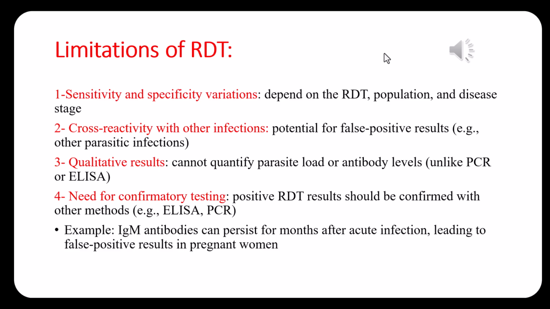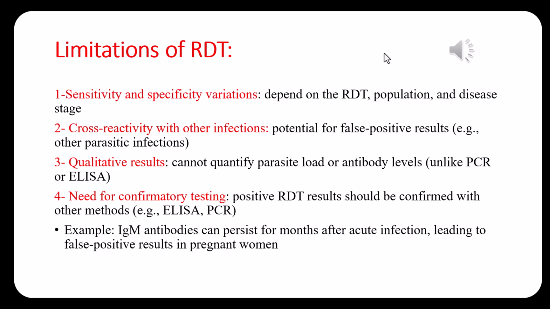Another limitation is cross reactivity with other infections. Maybe the patient has another kind of infection, for example viruses, bacteria, or another kind of parasite. That means the antibody will mistakenly attach to this antigen and give you a false positive result. That is another limitation of this test.